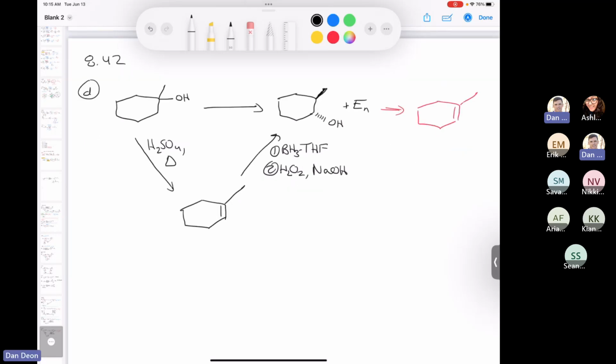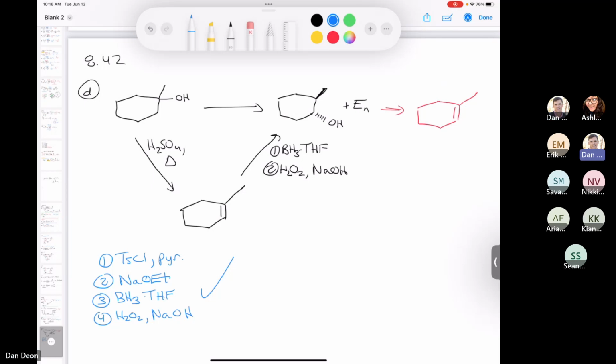Now, again, if you said, step 1, I'll make a tosylate with tosyl chloride and pyridine. Step 2, I'll use an unhindered base to make the Zaitsev alkene. And then step 3, I'll use borane and THF. And in step 4, I'll use hydrogen peroxide and sodium hydroxide. That will work too. I'd give that 100%. Either one is totally acceptable to do that problem.